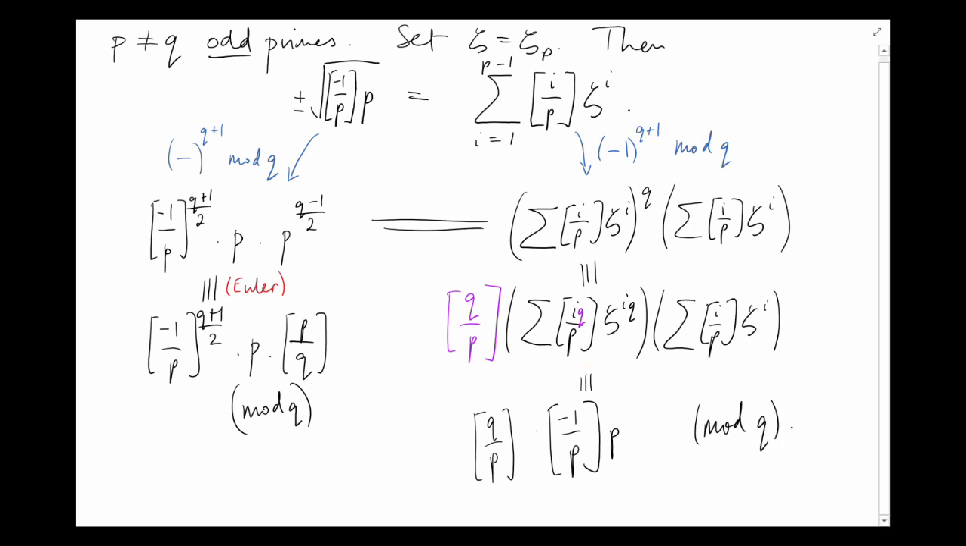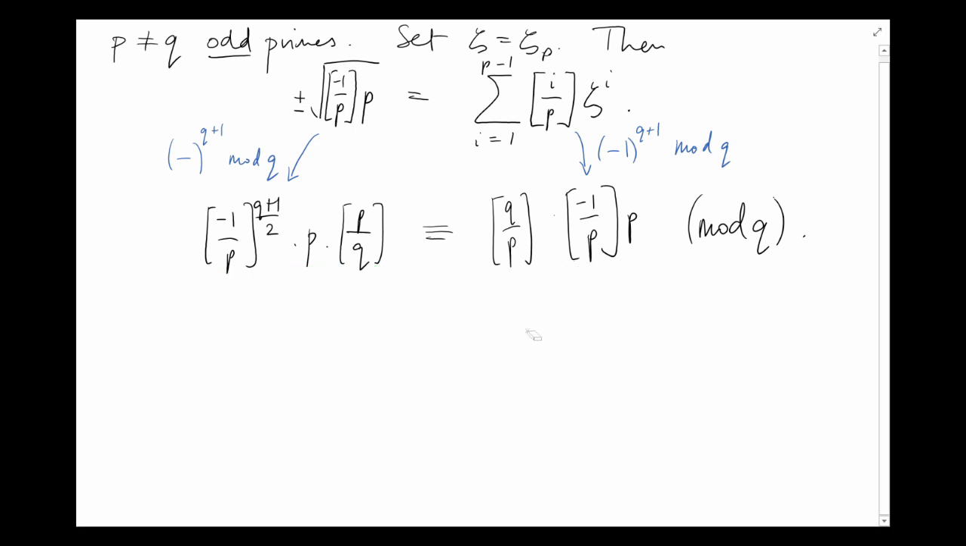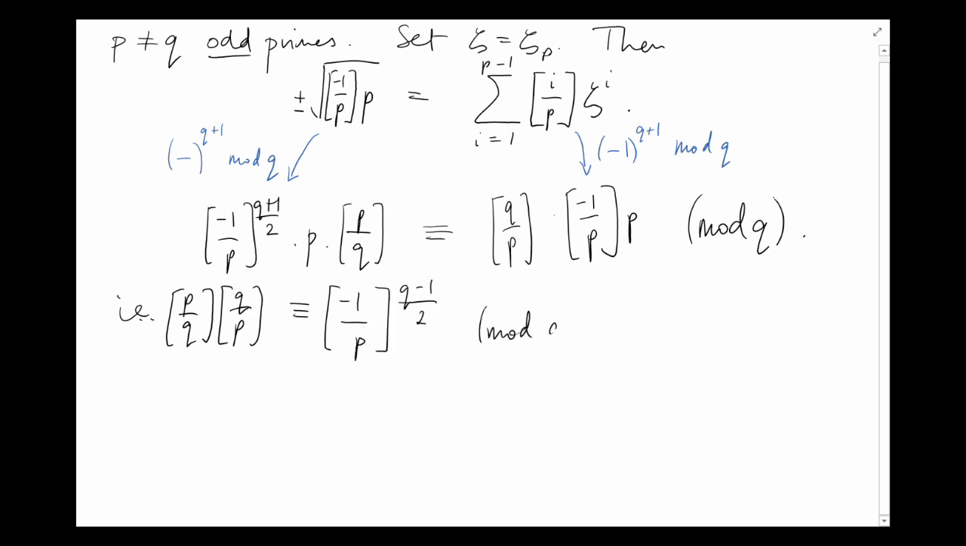So finally we have some sort of relationship between p over q and q over p, as we wanted. Now let's tidy it up and see what we can learn from it. I'll let you check that when we rearrange this we get p over q times q over p equals minus 1 over p to the power q minus 1 over 2, everything taken mod q.